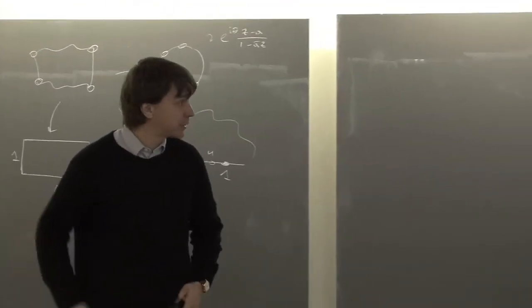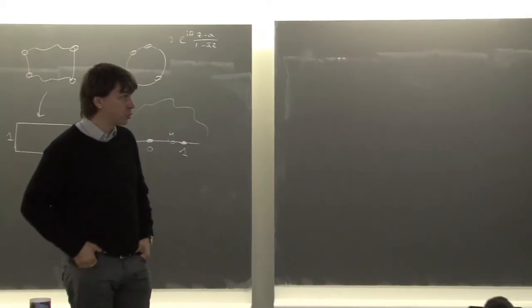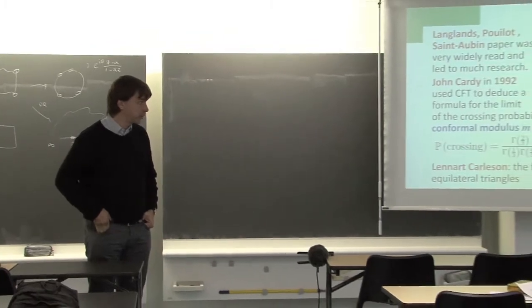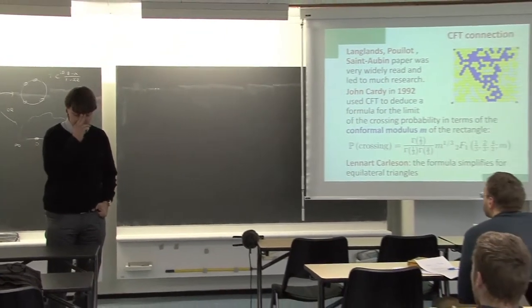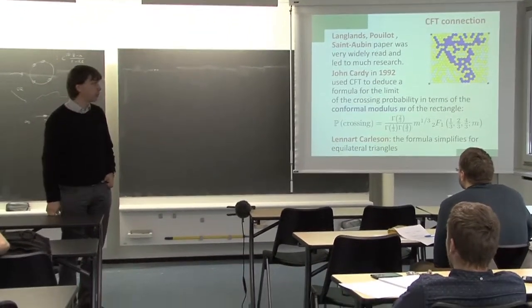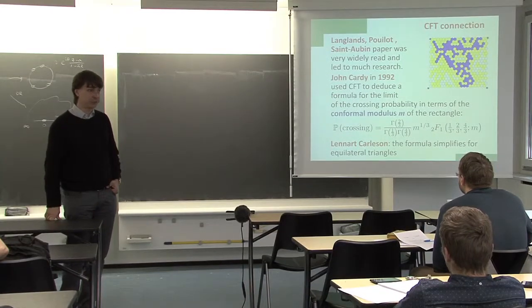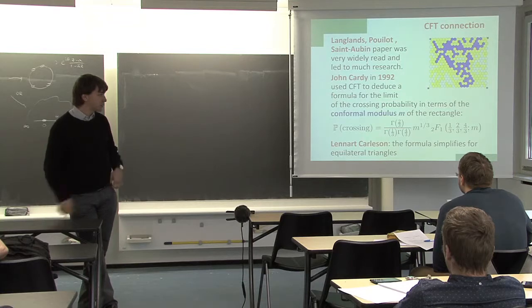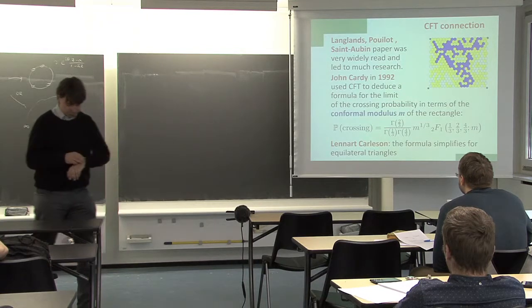What happened is that they told this to John Cardy, who was a physicist, or rather Michael Aizenman did, and he immediately realized that he can actually write a formula for the probability of a connection. He even published it before Langlands, because physicists published much faster. So this is the formula.